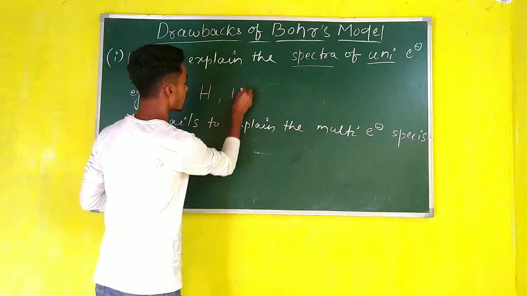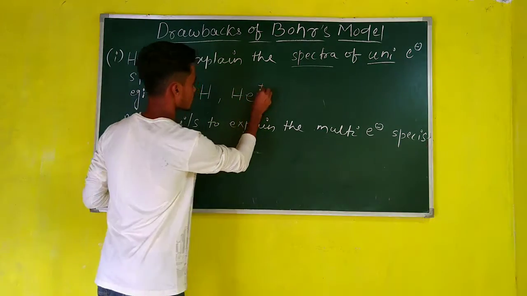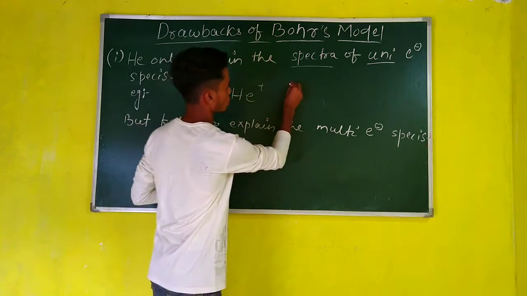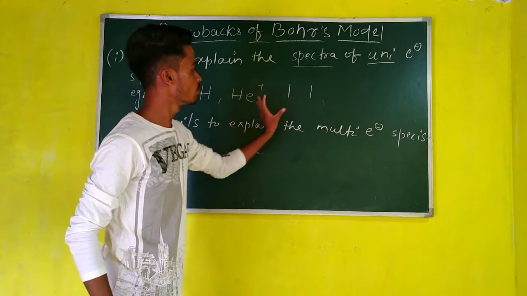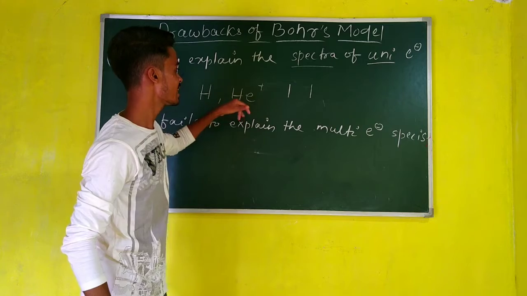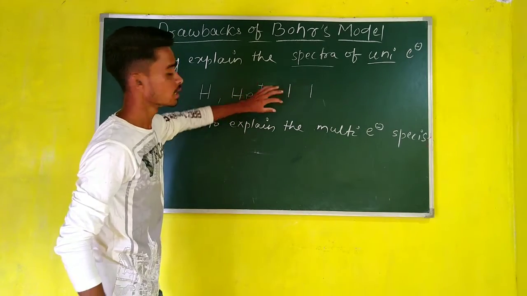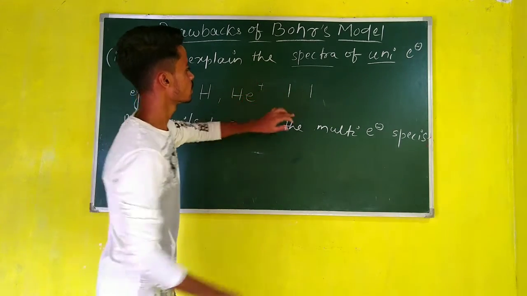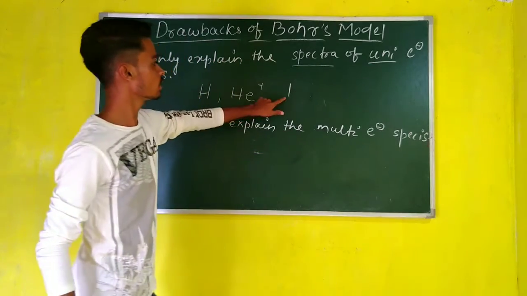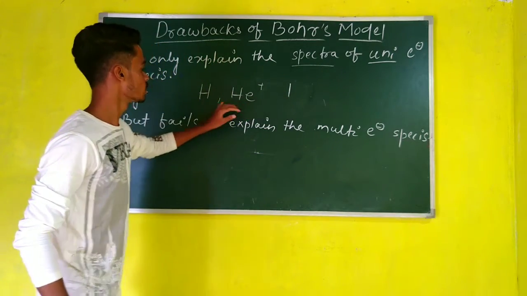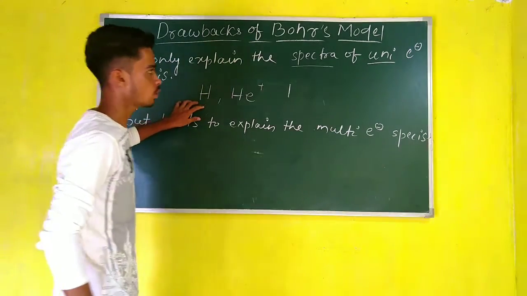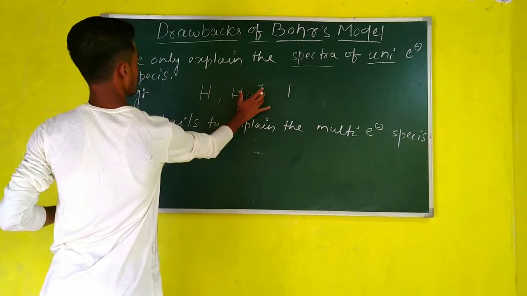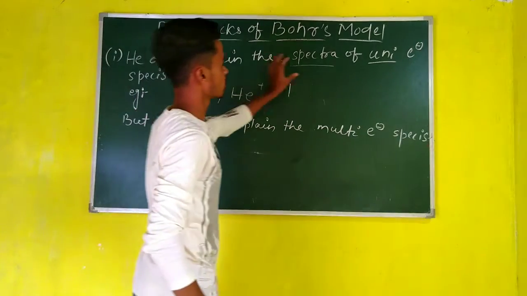And He plus, students: there are two electrons present in helium. This is one and this is one; when we add, two electrons are present in helium. So if helium donates one electron, then one electron is present. So this also obeys the hydrogen rule, the one-electron rule. So in He plus also he explained the spectra.